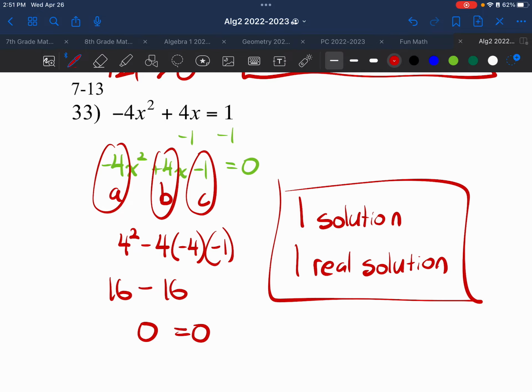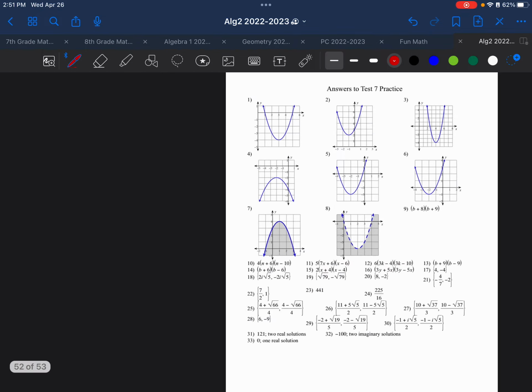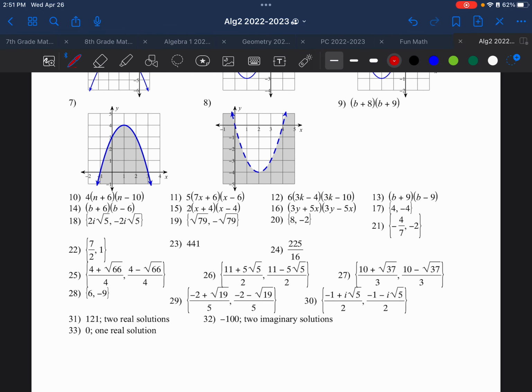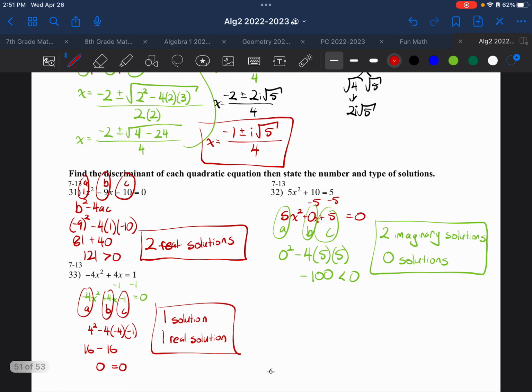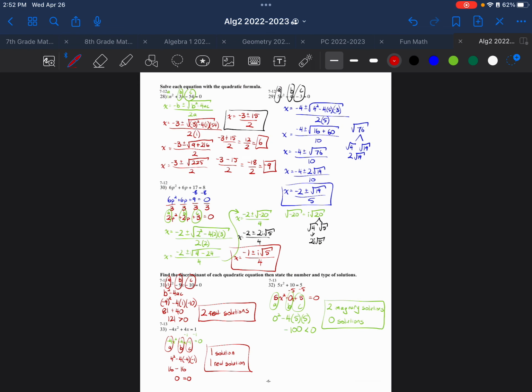I don't remember what the back says. Does it say one real solution or one solution? Probably one real solution, right? It does say one real solution. Again, either of these is fine. If you want to say one solution or one real solution, they're saying the same thing, just different domains, and we don't have to talk about the domains for these. That's a topic for another day, and that completes our practice test for Algebra 2.